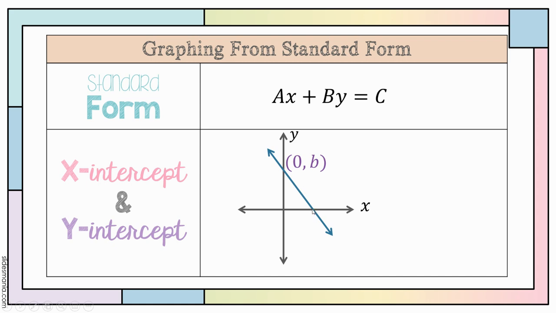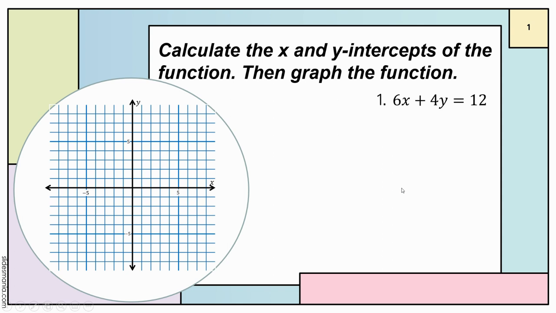And then the x-intercept will always have a y-coordinate of 0. Knowing this, we are going to graph the line of 6x plus 4y equals 12. We don't need to rewrite the equation. The minimum amount of points you need to graph a line is 2 points.